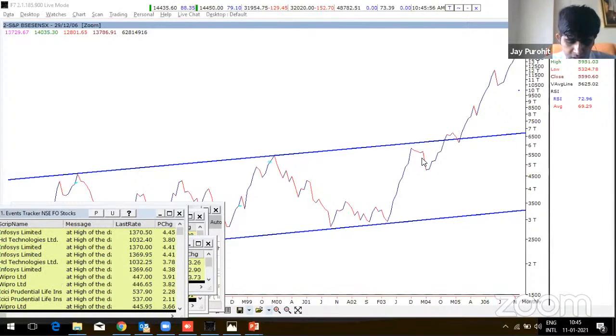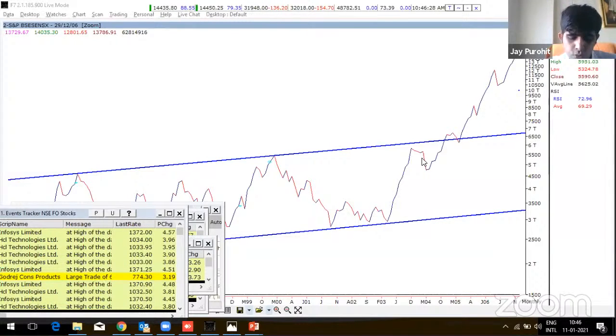So right now I'm getting some problem with the derivatives data on my laptop. So let me just show you which stocks are seeing a good long buildup, looking at my mobile app. So I can clearly see that Wipro is the major OI gainer today. The open interest is up by around 18%, while the price is up by around 4%.